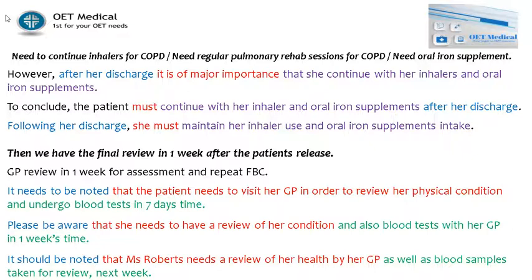Please be aware that she needs to have a review of her condition and also blood tests with her GP in a week's time. It should be noted that Miss Roberts needs a review of her health by her GP as well as blood samples taken for review next week. So again, all these sentences are saying the same thing. This is just giving you the opportunity to see how the grammar can be written in different ways.